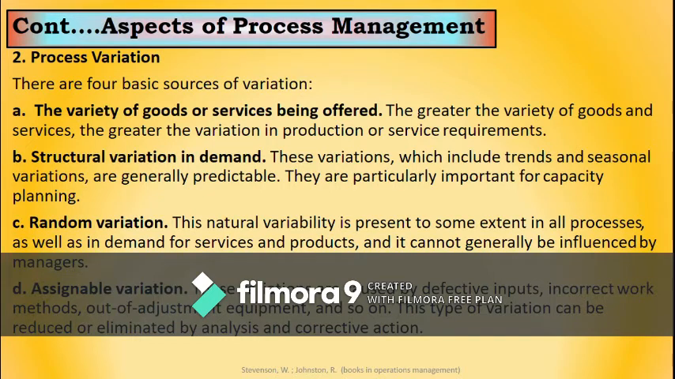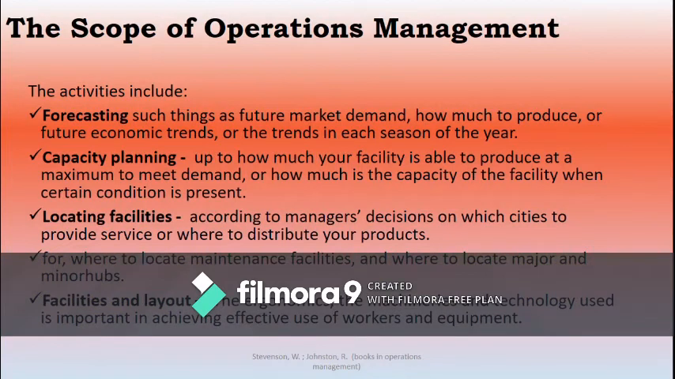Assignable variation. This variation is caused by defective inputs, incorrect work method, out of adjustment equipment, and so on. This type of variation can be reduced or eliminated by analysis and corrective action. Of course, this needs to be corrected by the organization so that it will not affect the process management or the processes of the organization. The next slide will tackle the scope of operations management.